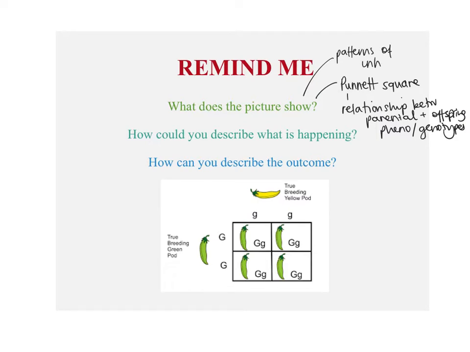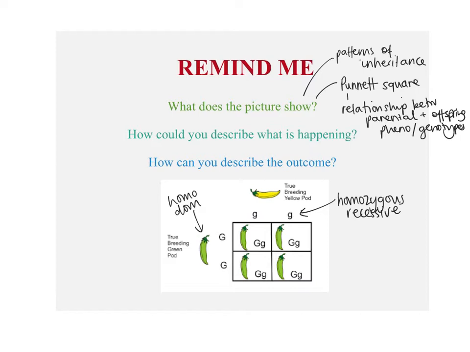Now we should be able to see, or you should be able to identify, that this true breeding yellow pod is homozygous recessive, using what we recapped last lesson, and that the green pod is homozygous dominant. I am a bit of a lazy writer, so homodom is fine for me right now.